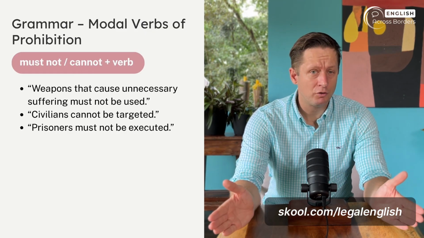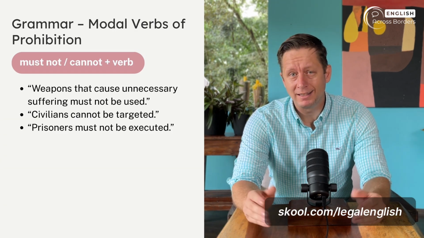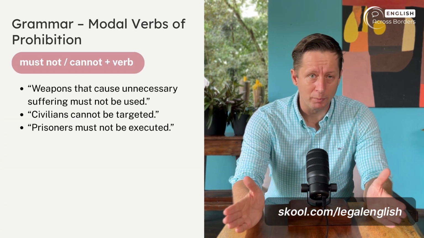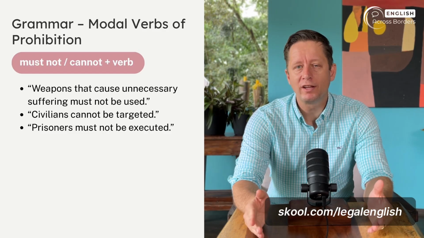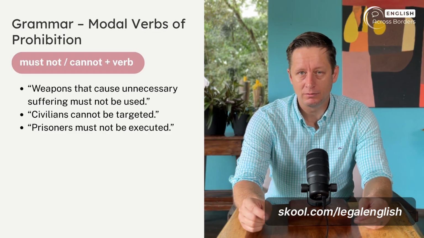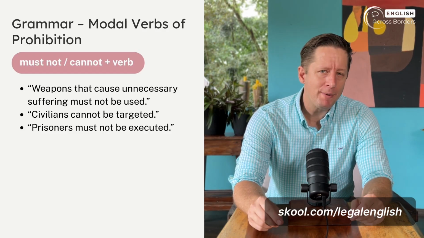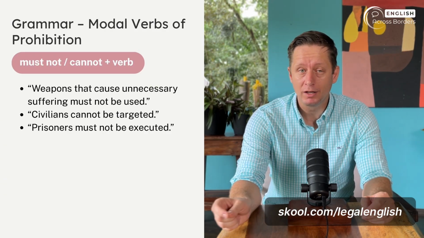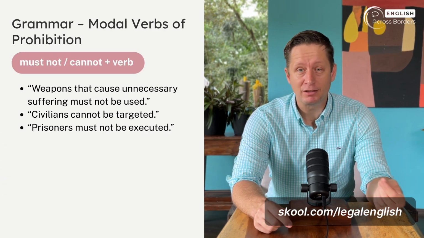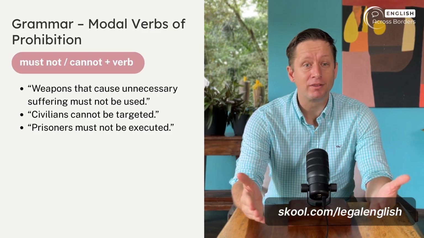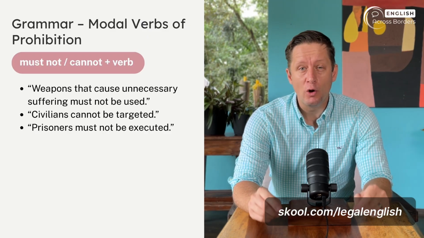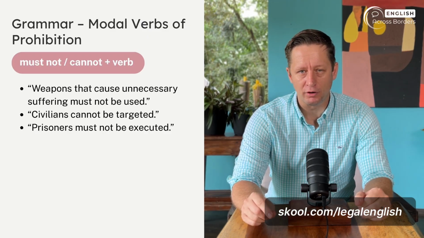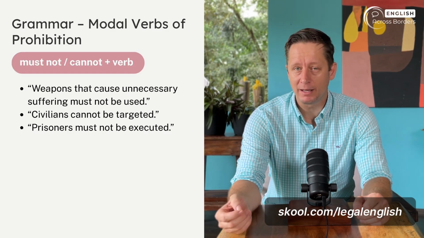While must shows obligation, must not and cannot show prohibition. They describe what is forbidden in IHL. For example, weapons that cause unnecessary suffering must not be used. Civilians cannot be targeted. Prisoners must not be executed. Notice how absolute these rules are. They do not allow exceptions.